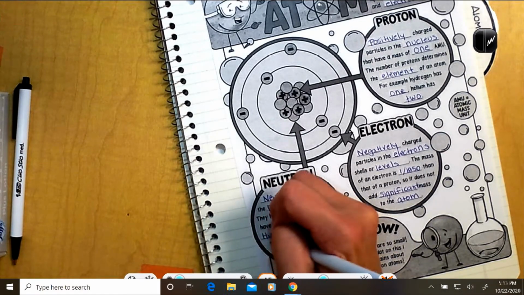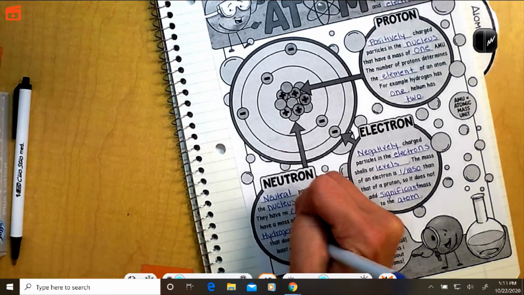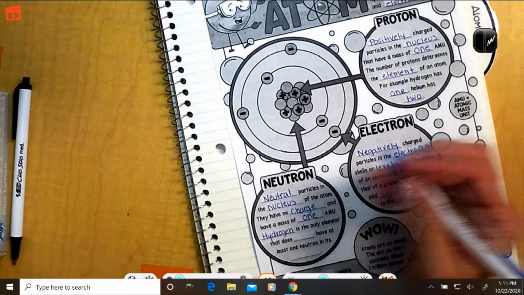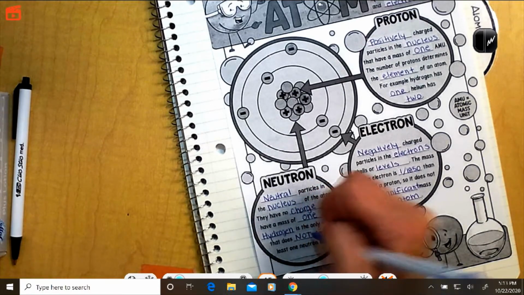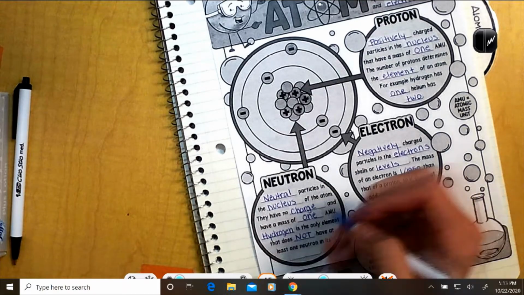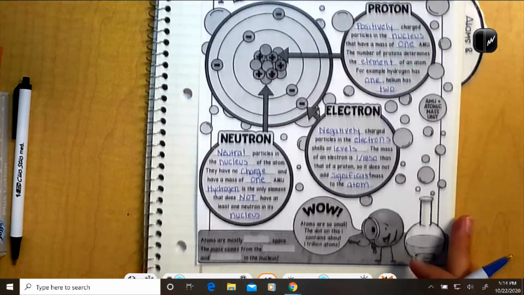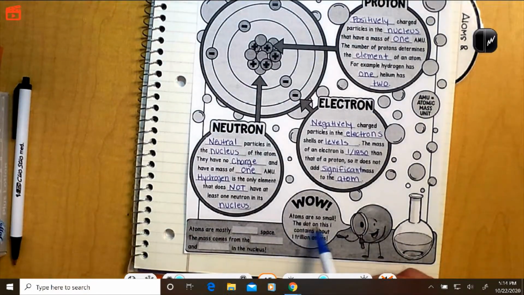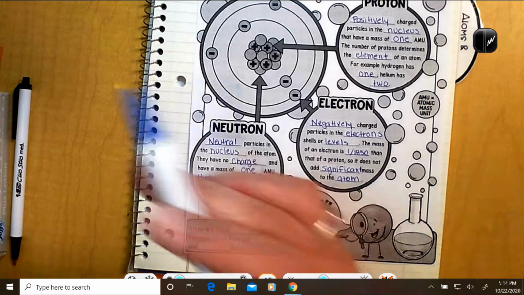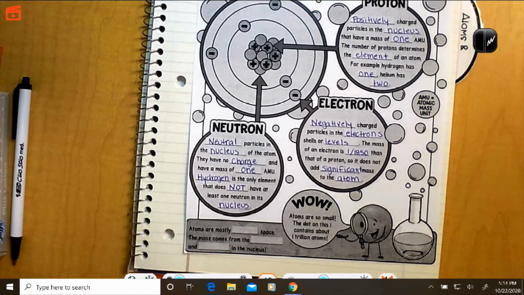Hydrogen is the only element that does not have at least 1 neutron in its nucleus. Wow, atoms are so small. The dot on this I right there contains about 1 trillion atoms. It's huge. I can't even describe how big a trillion is.